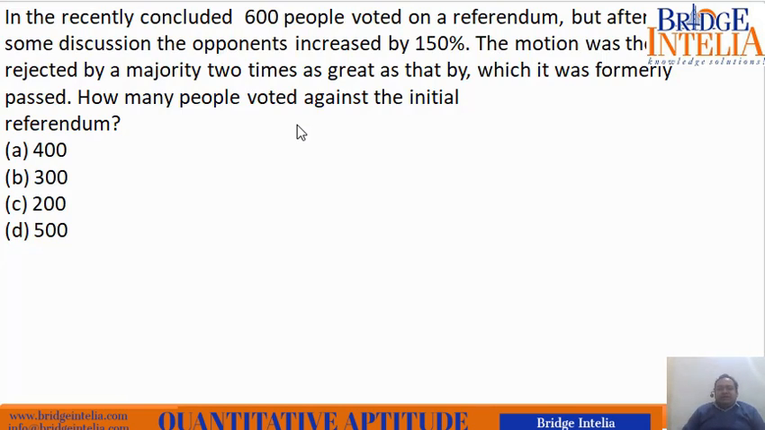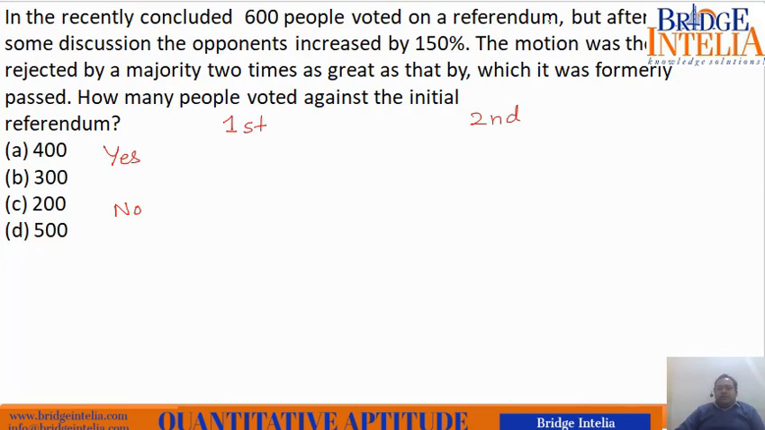But after some discussion, the opponents increased by 150%. So first the referendum was done, but again it was conducted, just like a re-election, and it was observed that the opponents increased by 150%. Opponents means those who are saying no. So two referendums had been conducted. Let's call them the first referendum and the second referendum. Some people will say yes and some will say no.